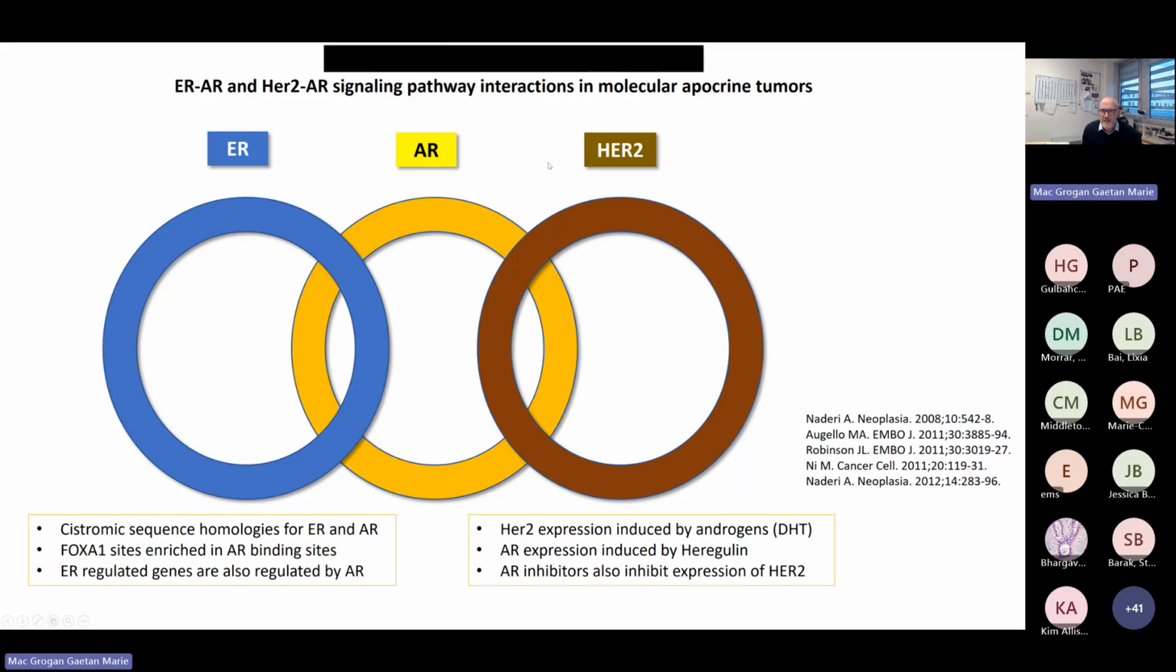On the other side, when you look at the interaction between androgen receptor and HER2, different preclinical studies found that HER2 expression in cell lines was induced by androgen, in particular dihydrotestosterone. Androgen receptor expression is also induced by heregulin, and androgen receptor inhibitors also inhibit expression of HER2. There again, there is a close, intricate connection between the androgen receptor pathway and the HER2 pathway.